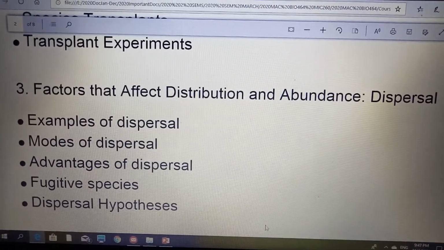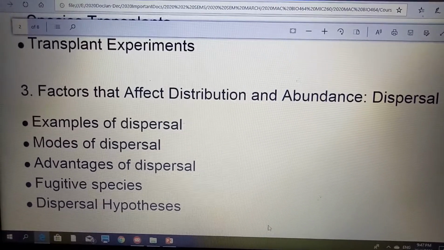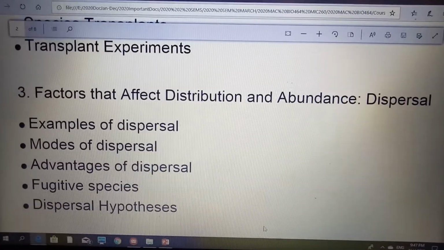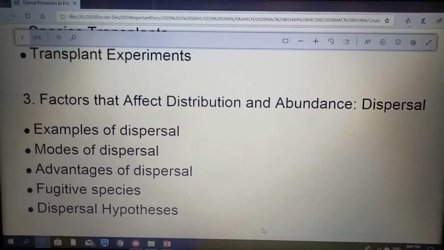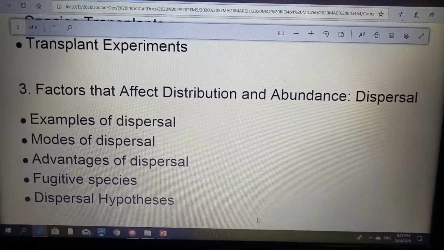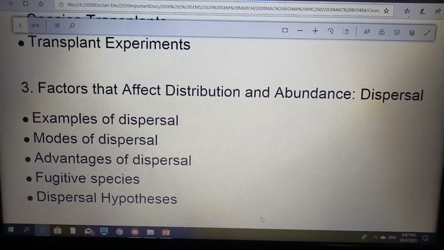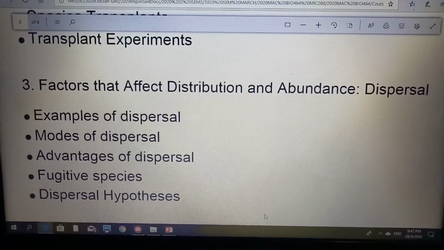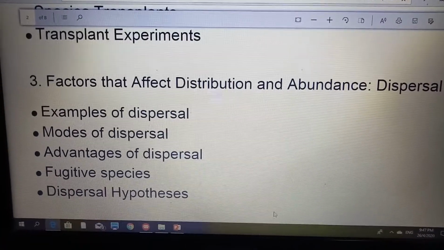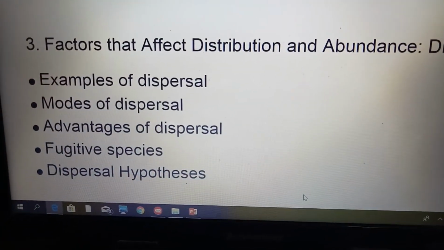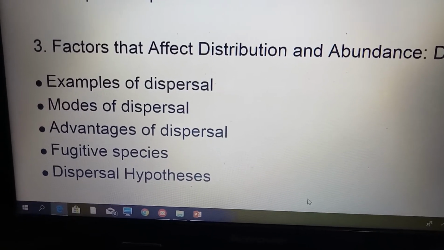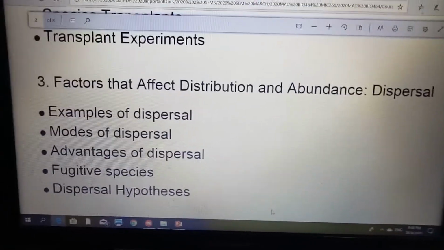Today I would like to deliver chapter number 3, Bio 464, Bio 646, which is Processes in Ecology. If you look at your syllabus, this chapter is about factors that affect distribution and abundance: dispersal. There are five sub-chapters under this chapter: number 1, examples of dispersal; number 2, modes of dispersal; next, advantages of dispersal; next, fugitive species; and the last one, dispersal hypothesis.